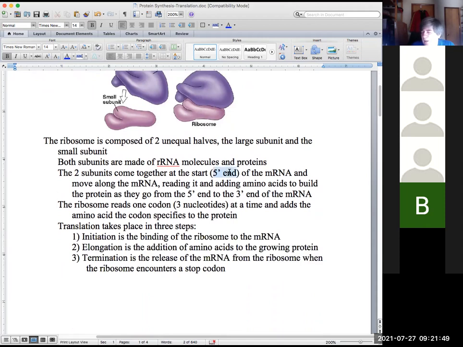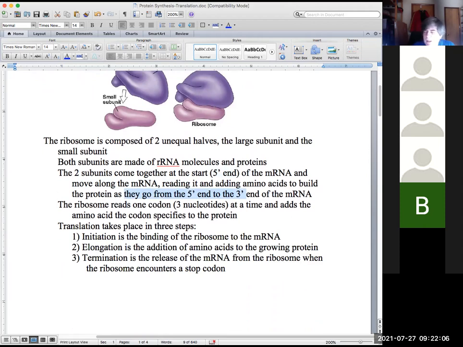They're going to come together at the start, which is always going to be the 5' end of the messenger RNA. And then they're going to move along the messenger RNA. As they move along, the ribosome is going to go from the 5' end to the 3' end.